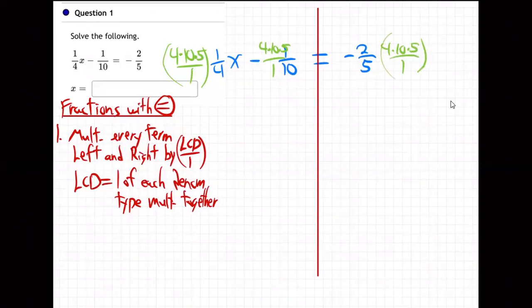Are you tracking? Are you seeing what I'm doing? As they say in the South, are you smelling what I'm stepping in? I love that saying. Are you tracking with me close enough that you're seeing? See what I did? I just did LCD over 1. I did it here, here, here. All the terms left and right, because we have an equation. We have an equal sign. So we know that whatever we do to one side, we have to do to the other to keep them equal, right?